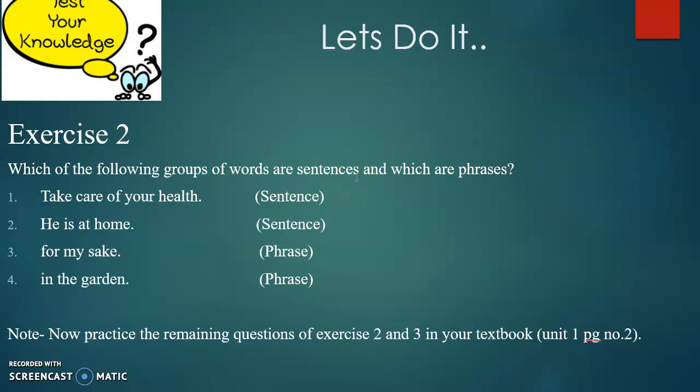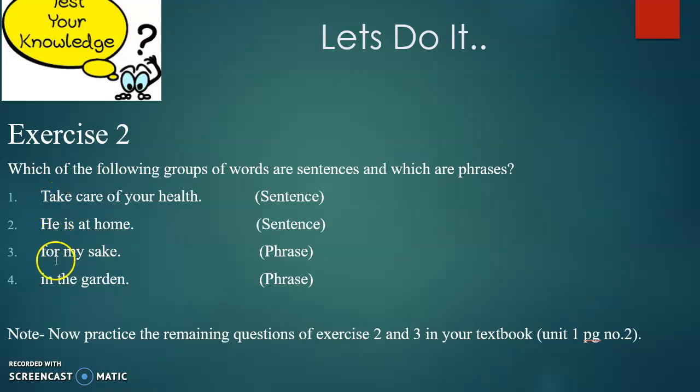Students, first you have to remember whatever I have told earlier. What is a phrase and what is a sentence? What is the difference between a phrase and a sentence? A phrase means a group of words which doesn't have a verb and does not give a good sense. And a sentence is a group of words which makes a complete sense. So with this we will check our knowledge and see which one is a sentence and which one is a phrase. For that we have to read very carefully.